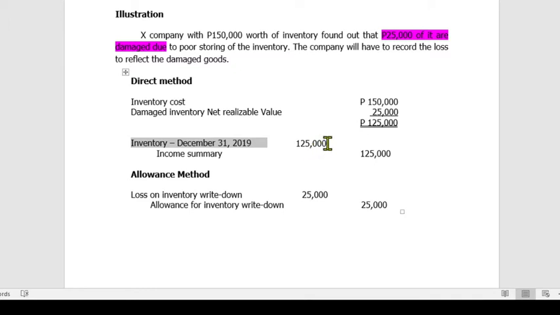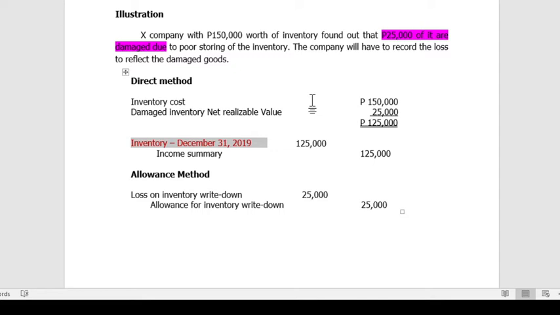So what is the effect? What is the effect of this entry in inventory December 31, 2019? 125,000. Well, the effect of this is to increase the cost of goods sold. Kapag nag-prepare ka ng, di ba sa cost, how do you compute for your cost of goods sold? The total goods available for sale, the beginning plus purchases, is your total goods available for sale, minus your ending inventory.